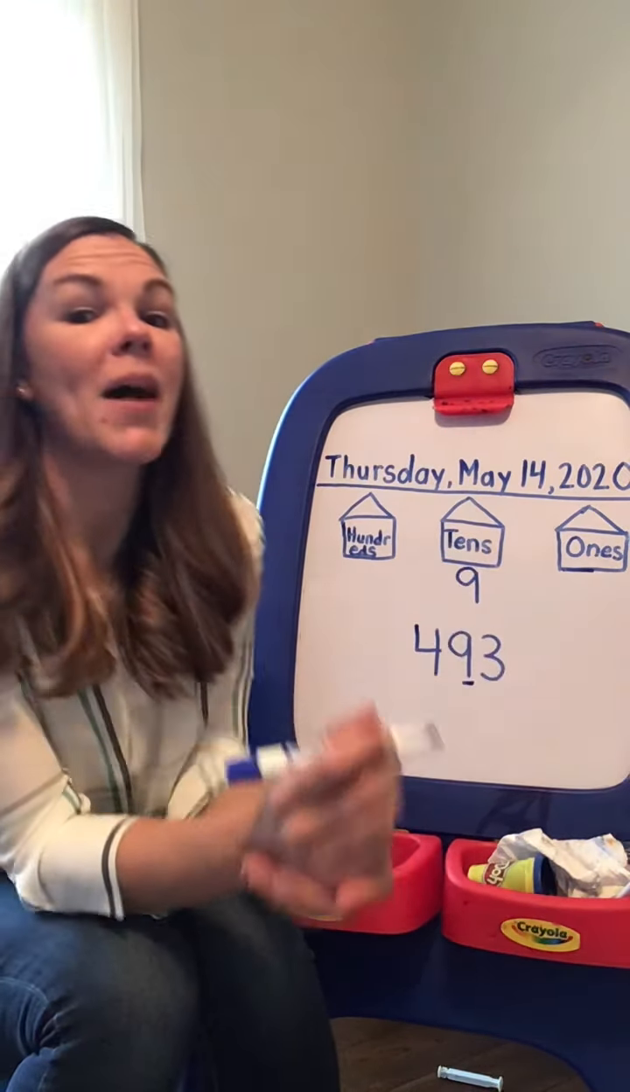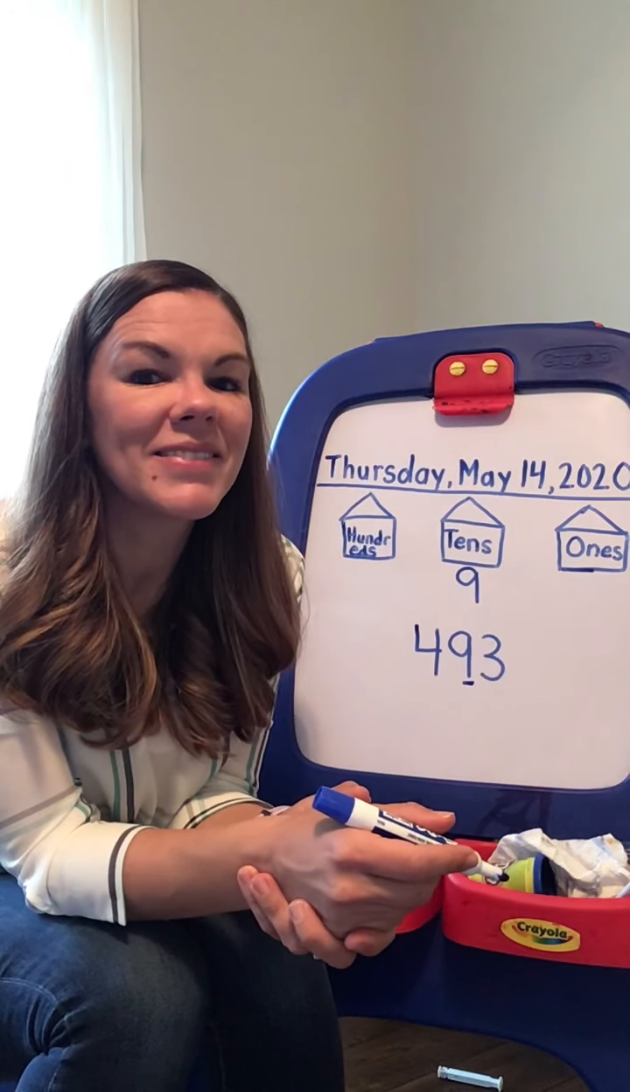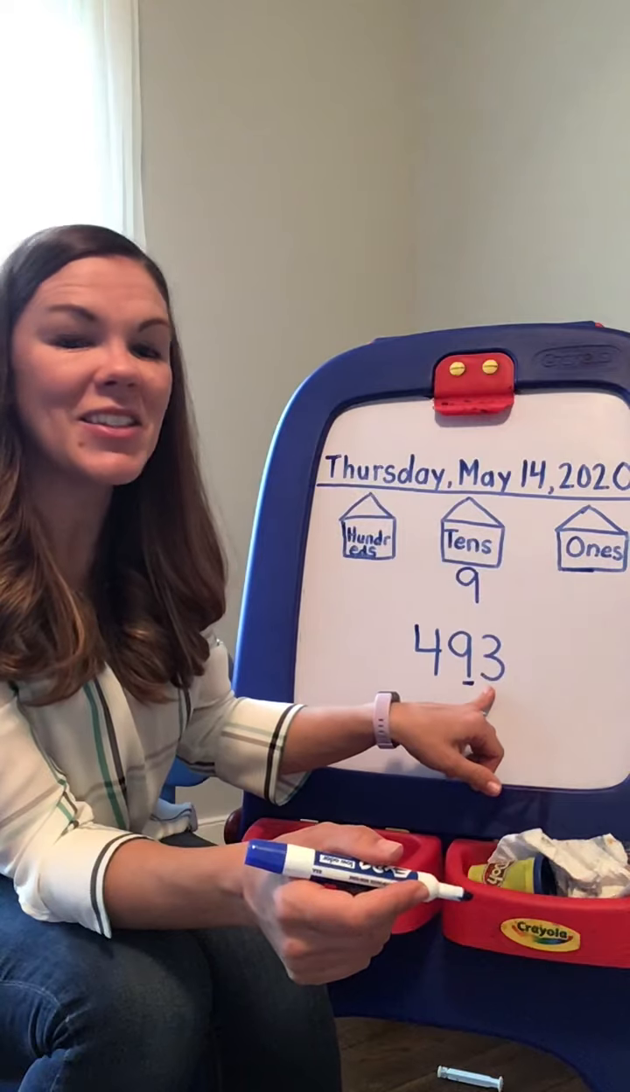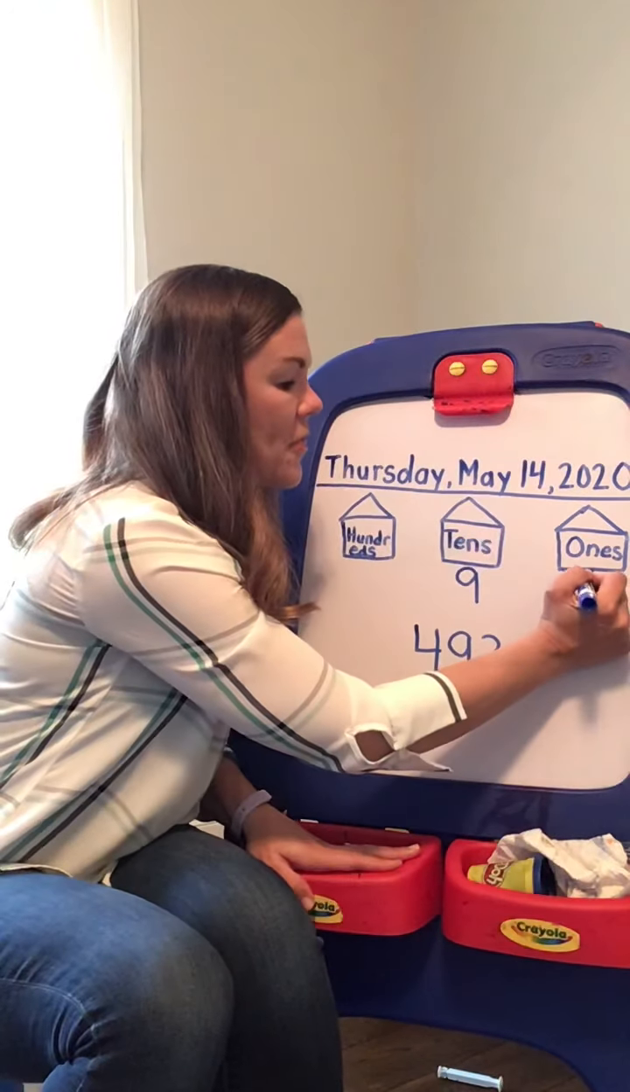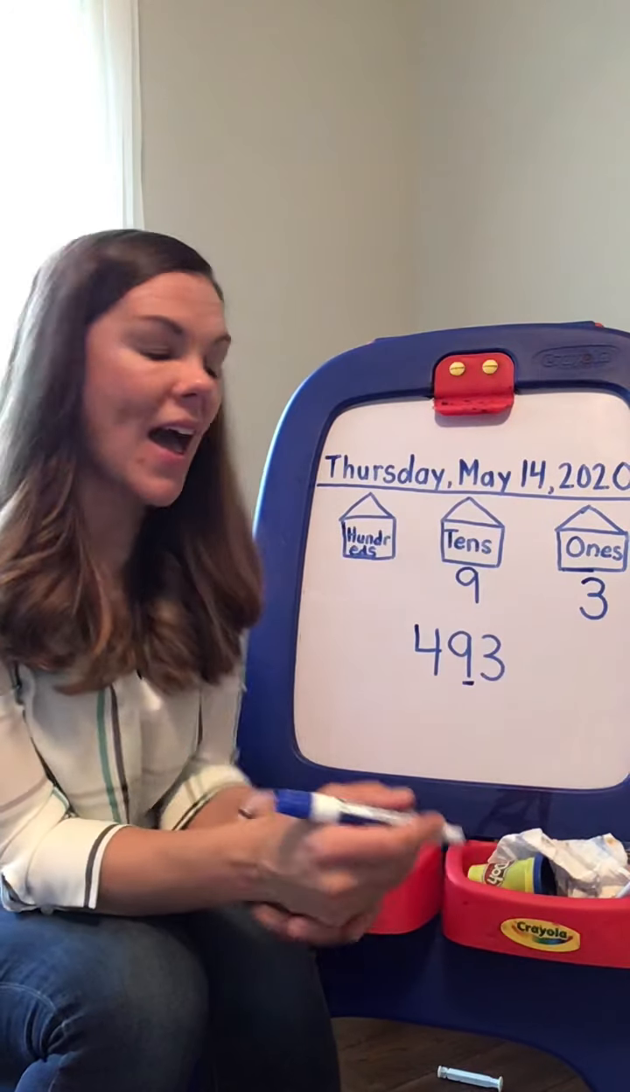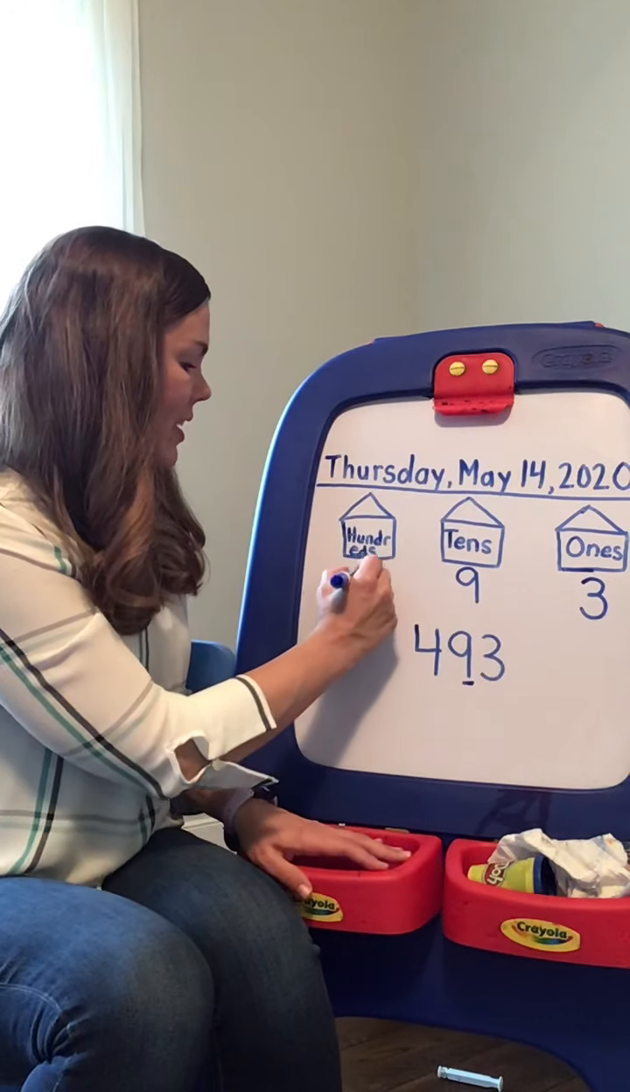How about how many ones are there? I know that the ones house is the last house on the street, which means there are 3 ones. And that means that we have 4 hundreds.